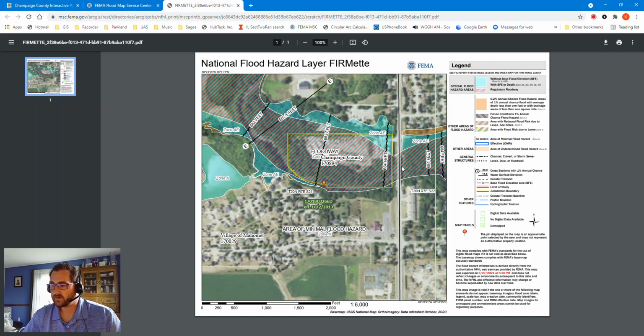But ultimately here, our base flood elevation for this property is going to be 683 feet. Now we can put that in the flood cert right there.